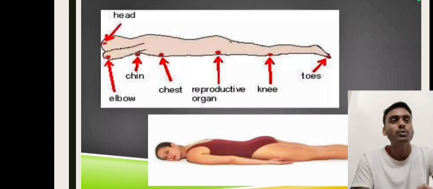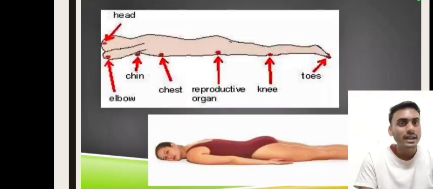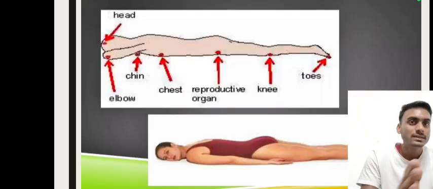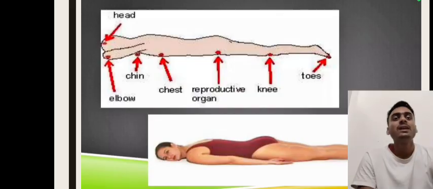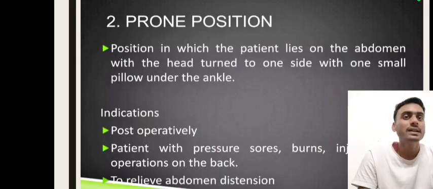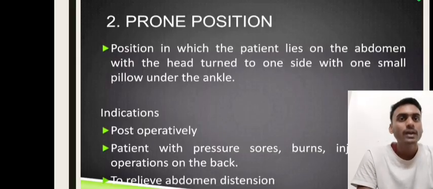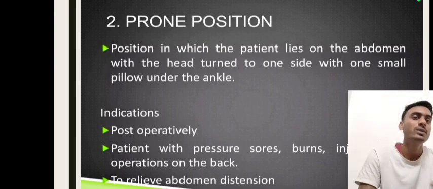This is just the opposite of the supine position, right? This is the prone position. If you lie down like this, this side is where you feel more pressure: at the elbow, chin, chest, reproductive organs, knee and toe. Now let's discuss what the prone position is. The patient lies on the abdomen with the head turned to one side and one small pillow under the ankle, so you can prevent pressure and the patient feels more comfortable.